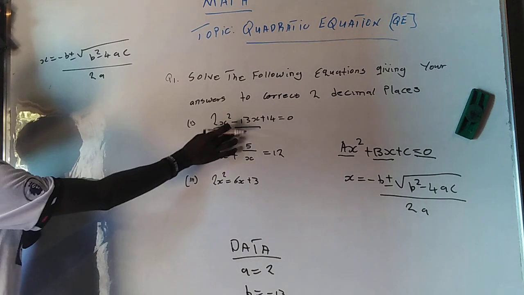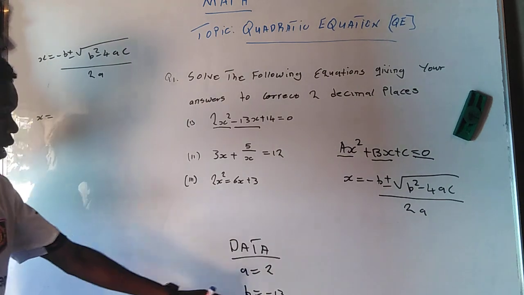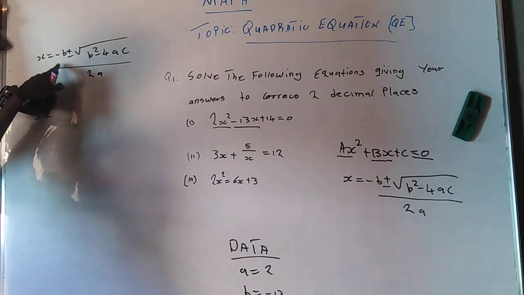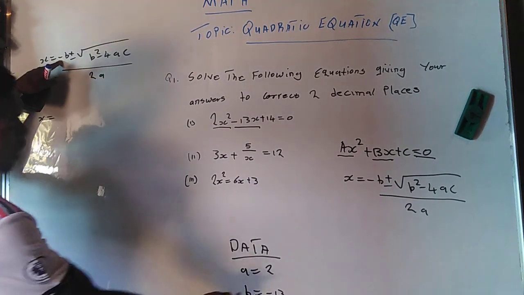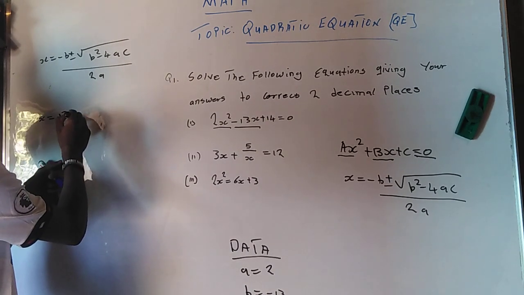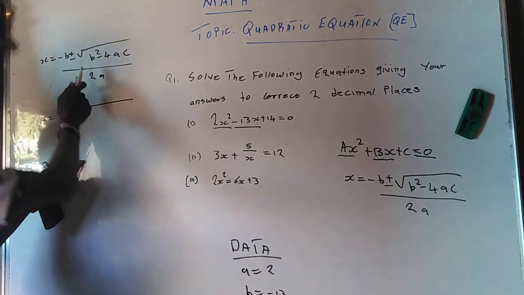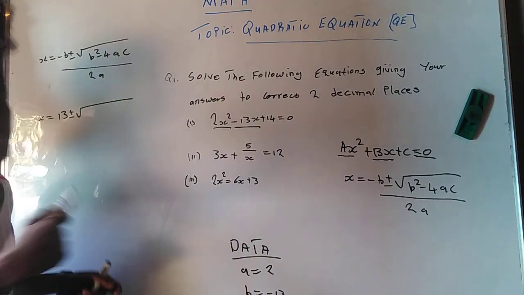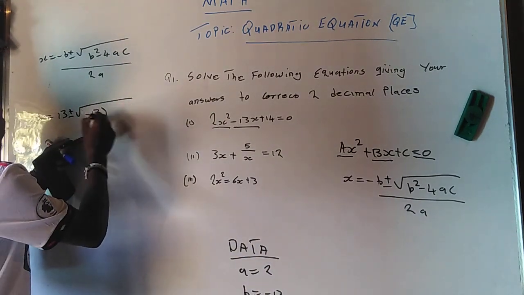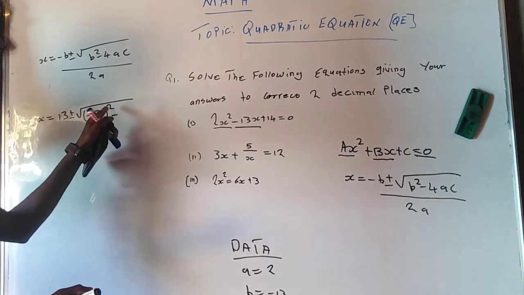Since I'm finding the value of x, x is equal to negative b. Here b is negative 13, so a negative times a negative gives me a positive. So I'm going to say 13 plus or minus the square root of b squared. Which one is my b? My b is negative 13, so I'm going to say negative 13 squared. This is where the square is coming from.